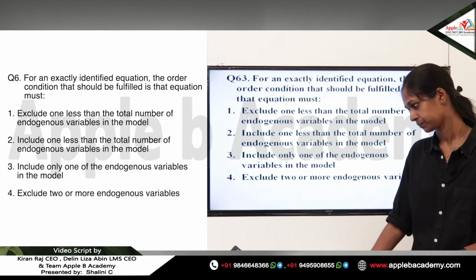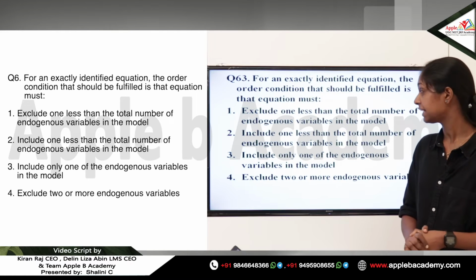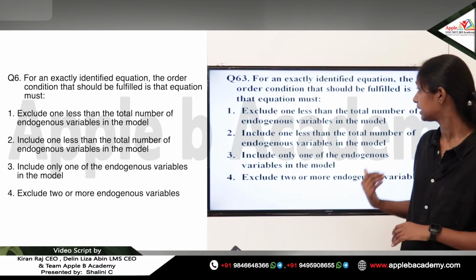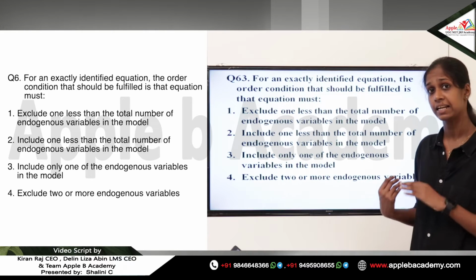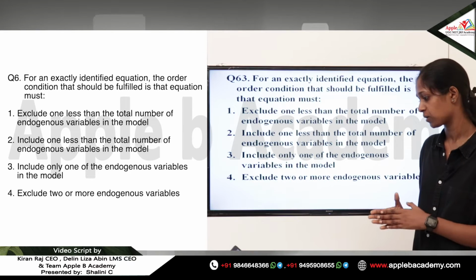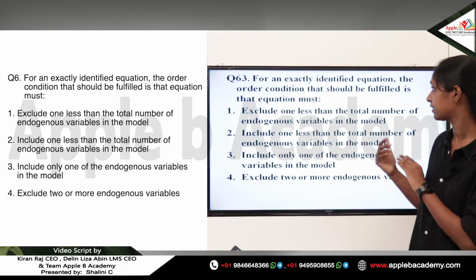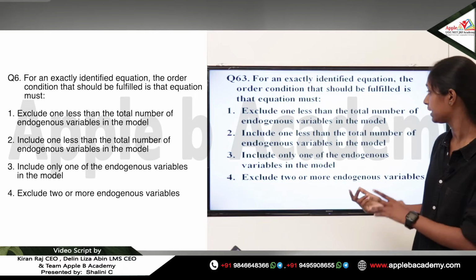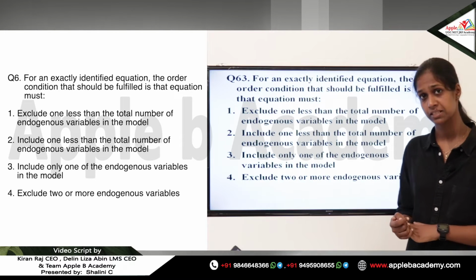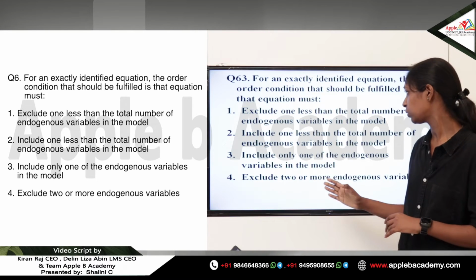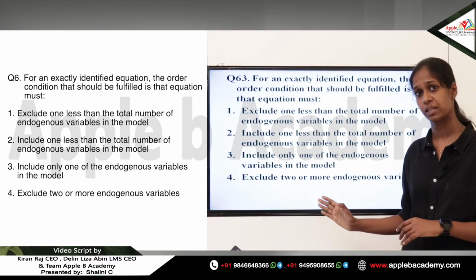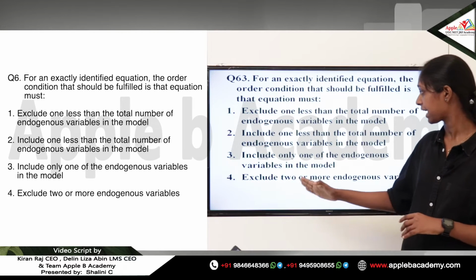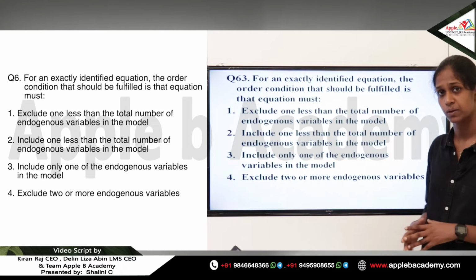Now the next question. For an exactly identified equation, the order condition that should be fulfilled is that the equation must, option 1, exclude 1 less than the total number of endogenous variables in the model, 2, include 1 less than the total number of endogenous variables in the model, 3, include only one of the endogenous variables in the model, and finally, exclude 2 or more endogenous variables.